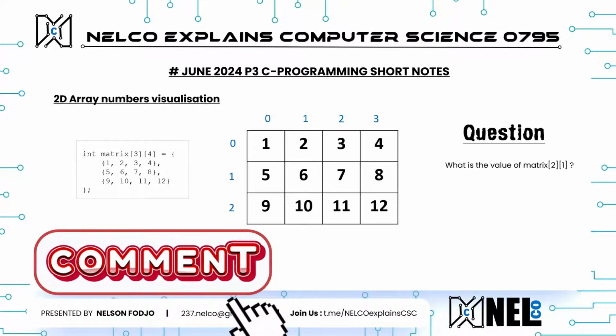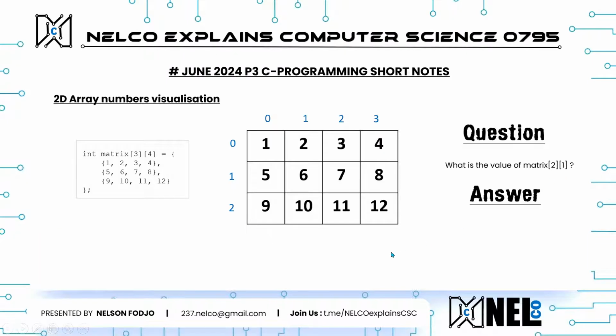and you can go through the question, pause this video and provide your answer in the comments below. What is the value of matrix 2, 1? Name of matrix: index 2, 1. Index 2, index 1. What's your answer?